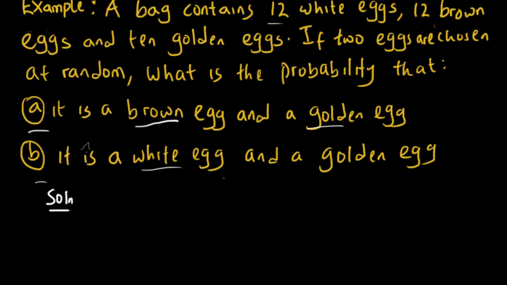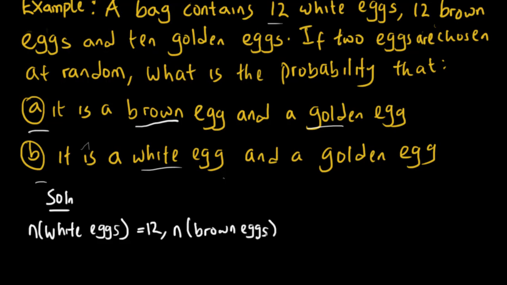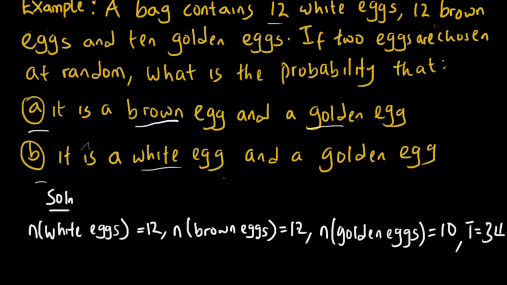Can we do that? We are told that it contains 12 white eggs, so the number of white eggs equals 12. Then we have 12 brown eggs, so the number of brown eggs equals 12. And lastly, we have 10 golden eggs, so the number of golden eggs equals 10. Remember, we have to find the total. So total is 12 plus 12, 24. 24 plus 10 is 34. So total is 34. Do you understand? So we have to find the probability of choosing a white egg, a brown egg, and a golden egg.